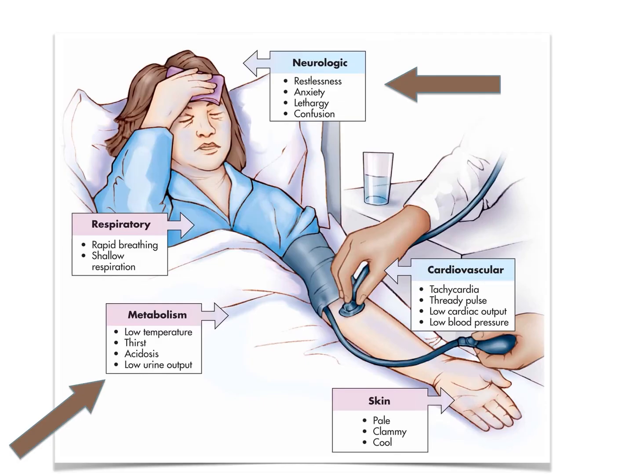The second window is the kidneys. The decreased output of urine may be the first sign of shock. Consensus opinion defines oliguria as a urine output of less than 0.5 ml per kilo per hour for more than 6 hours. The third window is the brain. In other words, the changes associated with brain hypoperfusion. The patient becomes sleepy or confused.